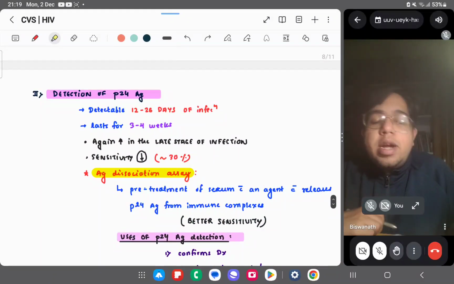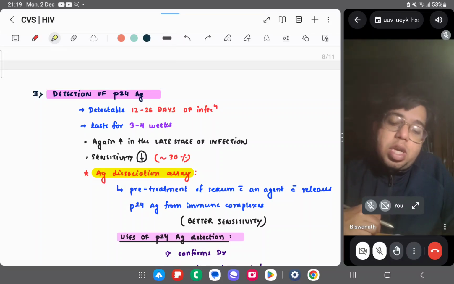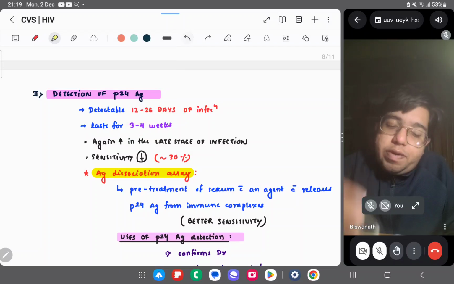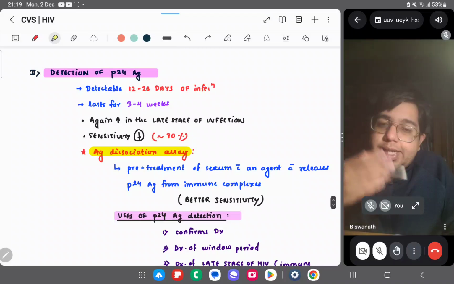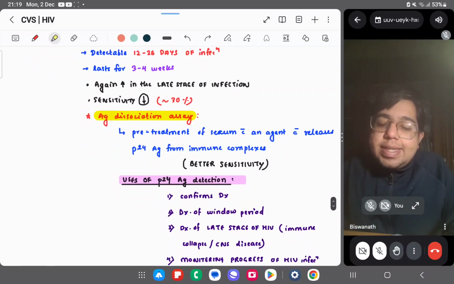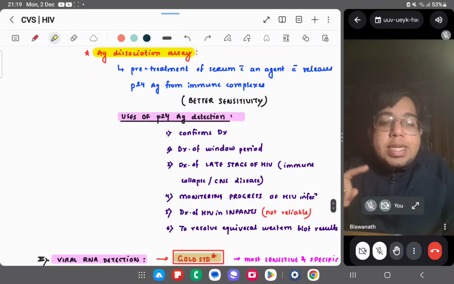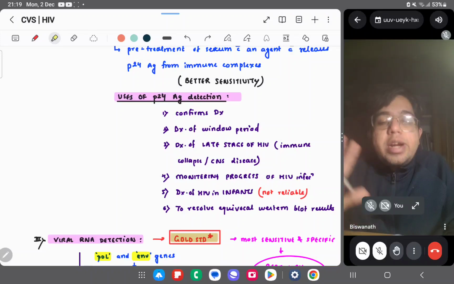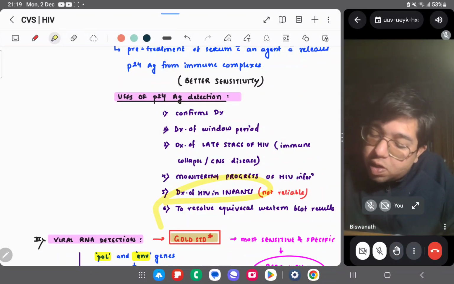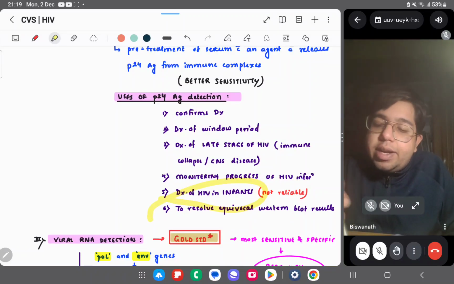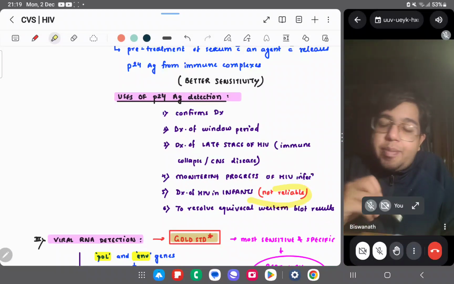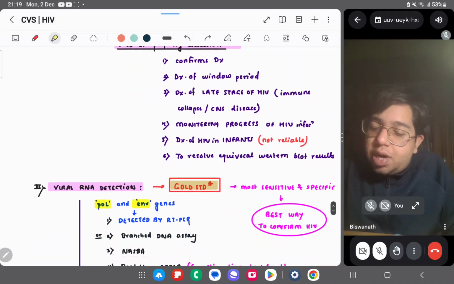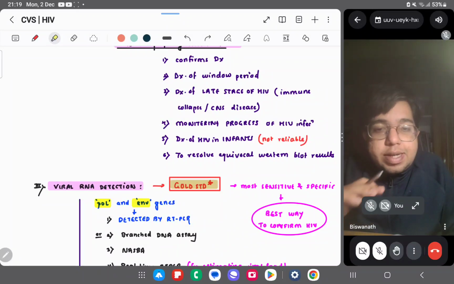Then we can detect the P24 antigen. It is detectable 12 to 26 days after infection and lasts for 2 to 3 weeks. Again, it increases in the late stage, so it basically shows a drop in between. Sensitivity is less. What are the uses? It is basically a confirmatory test. It helps in diagnosis in the window period and latent stage, and in HIV in infants also, but it is not reliable. We'll see the reliable test in a few seconds. It is also used for monitoring progress of HIV infection and to resolve equivocal Western blot results.